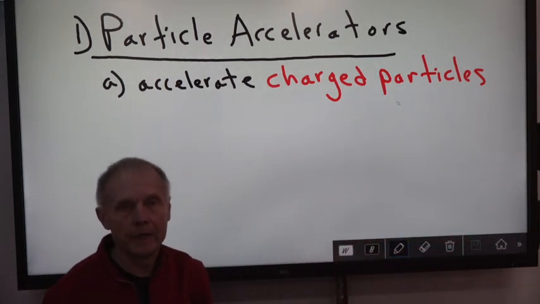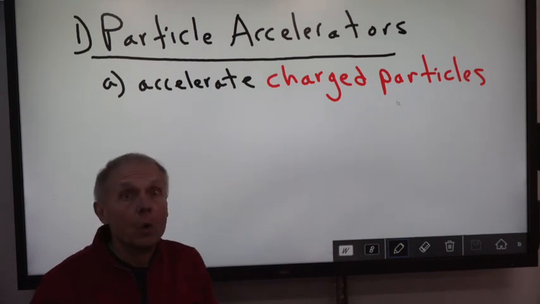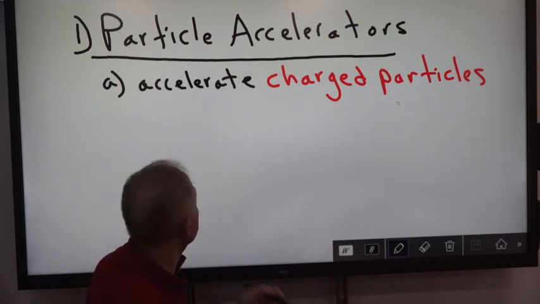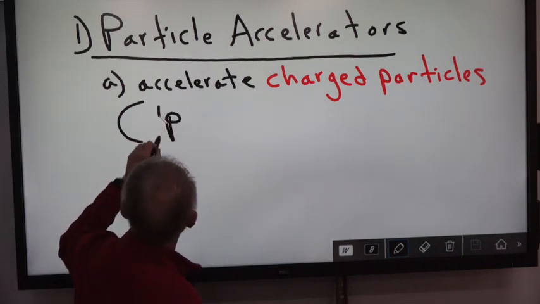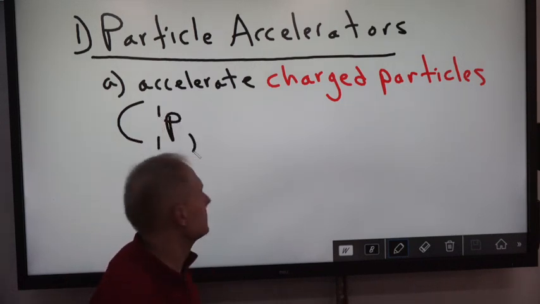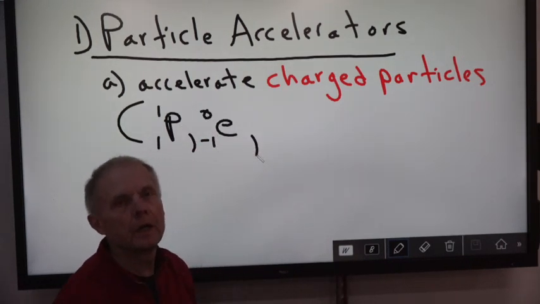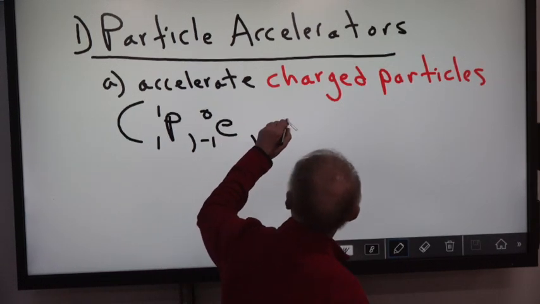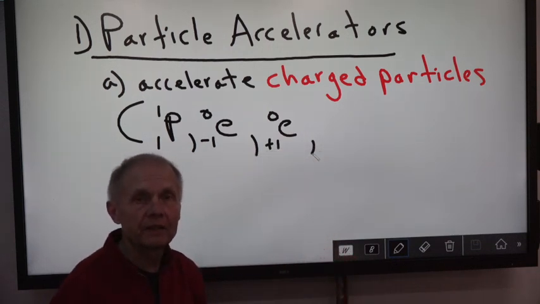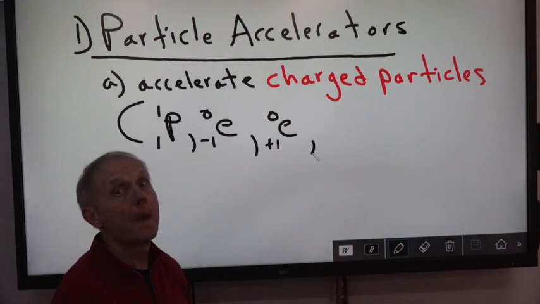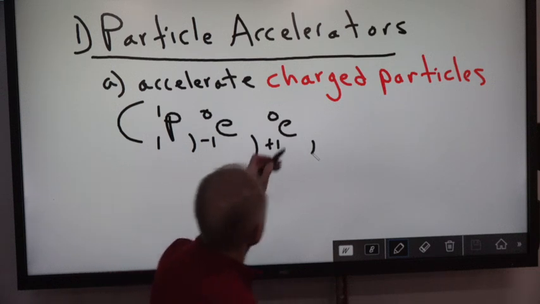So, particle accelerators accelerate charged particles. So, what are charged particles? Well, we'll open up a parenthesis. Charged particle, a positive proton. A beta particle, or a negative electron. A positive electron, that's called a positron. Or the biggest one of all, like I told you, like a bulldozer, the alpha particle.